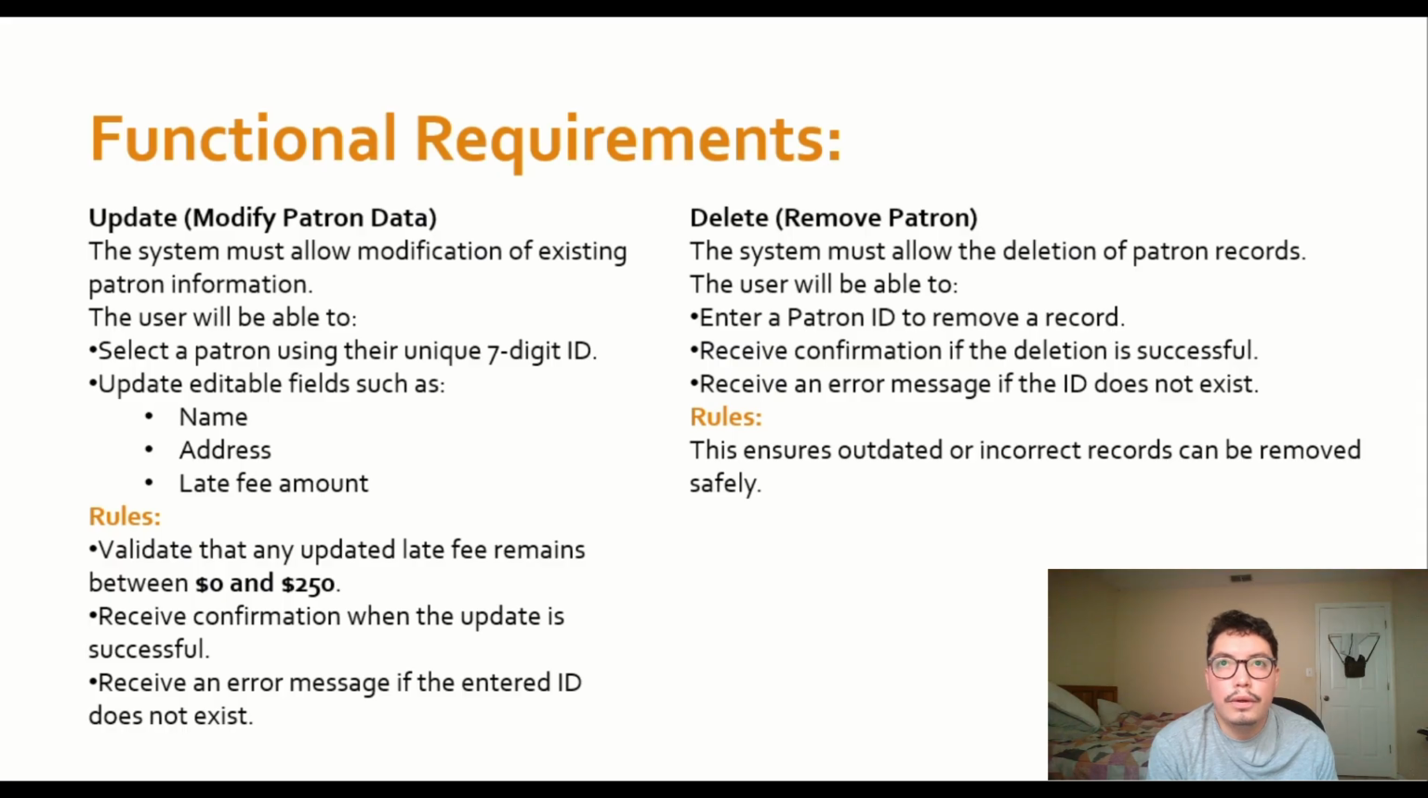For update, the system must allow us to modify each part of the data that we have, in this case name, address, and late fee amount. Also, we have to validate that the fee should be between $0 and $250, and after we finish, we should receive a confirmation message. For delete, we are going to delete based on their IDs, so that we can confirm that we're deleting the right patron. It's the same as the update part of our CRUD.